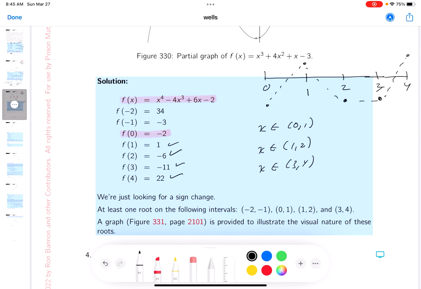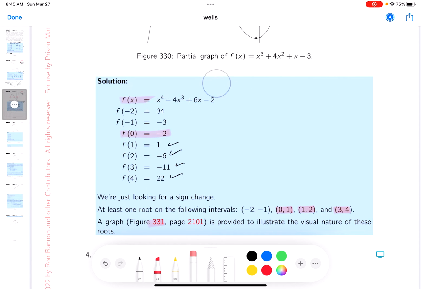Let me highlight where that is. Whoops, didn't mean to do that. 0, 1, 1, 2, 3, 4. We'll look at the picture later. All right, I'm going to erase this. That analysis is done. And I'm going to go to the next set of analysis, looking at the negative roots.